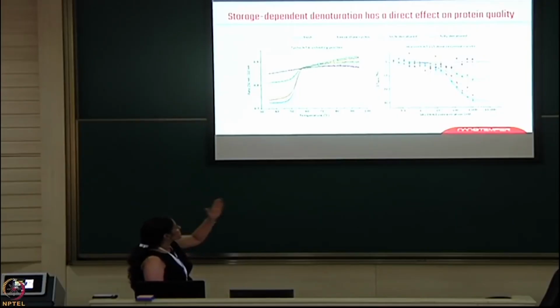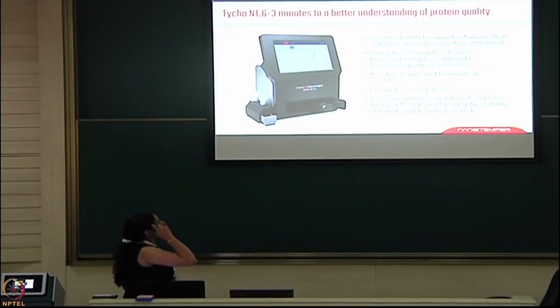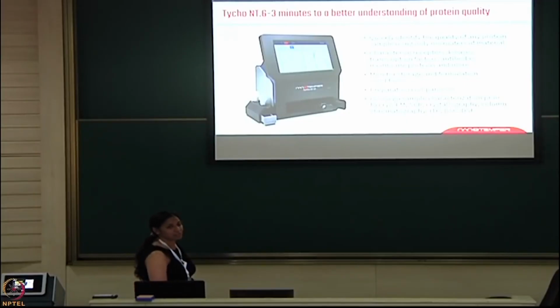The same is analyzed with the MST. You can see the fully denatured sample has no KD value, but for the other samples you can get a KD value, though the KD value will vary compared to the fresh sample. So in all, it is a very quick tool to determine the purity as well as the stability and functionality of the protein.